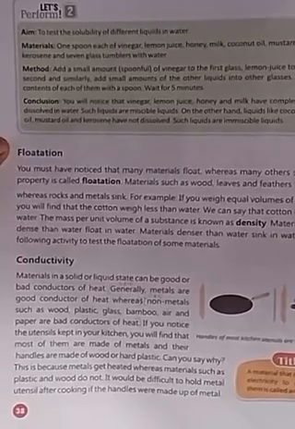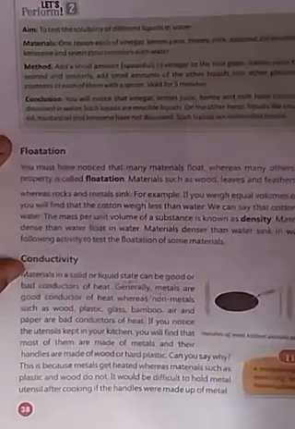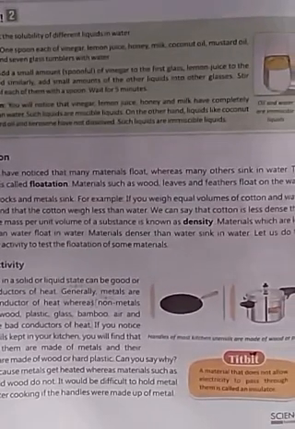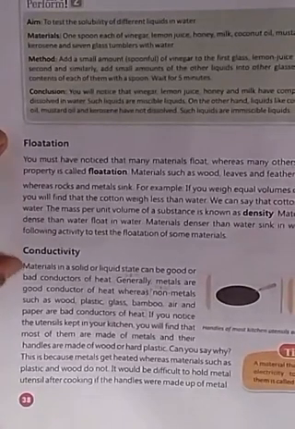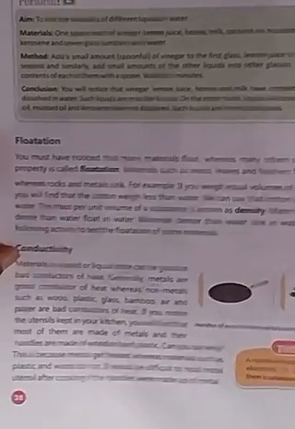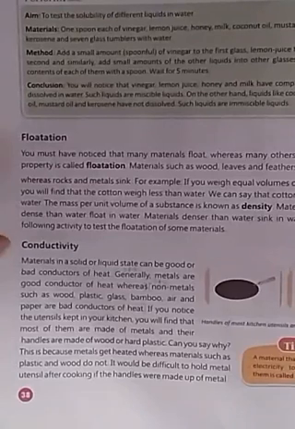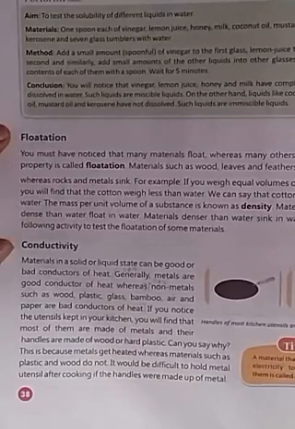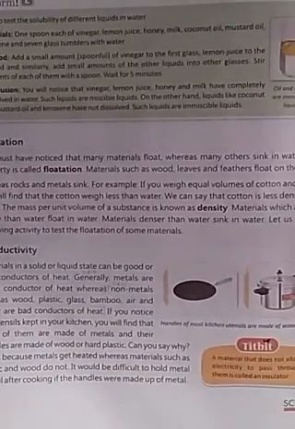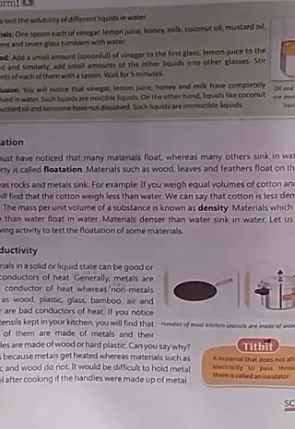Conclusion: you'll notice that vinegar, lemon juice, honey and milk have completely dissolved in water. Such liquids are miscible liquids. On the other hand, liquids like coconut oil, mustard oil and kerosene have not dissolved. Such liquids are immiscible liquids. So let us see it by the activity.